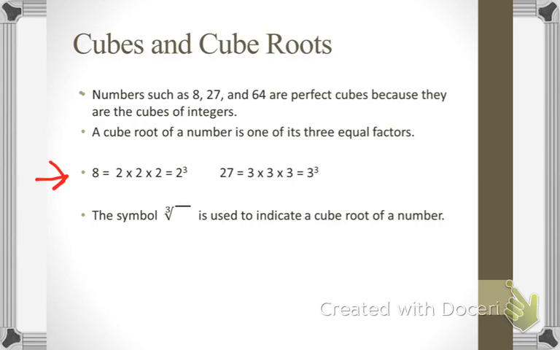A cube root of a number is one of its 3 equal factors. If you look at this symbol right here, it looks like the square root symbol, but it has a 3 right there. That's used to indicate a cube root of a number.